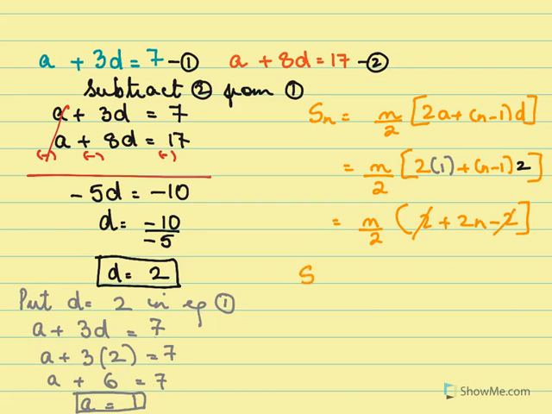This will cancel out. So my Sn will be n by 2 into 2n. The 2 cancels out. Sn equal to n square. So in this sum you have to find your a and d and just put the value. Now we do not know the value of n in the last part, so the n remains as n. So Sn equal to n square.